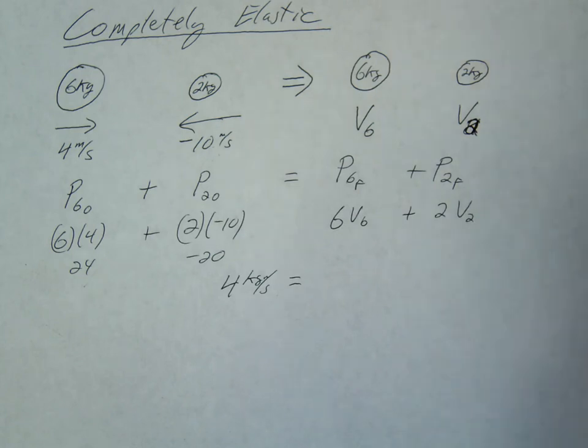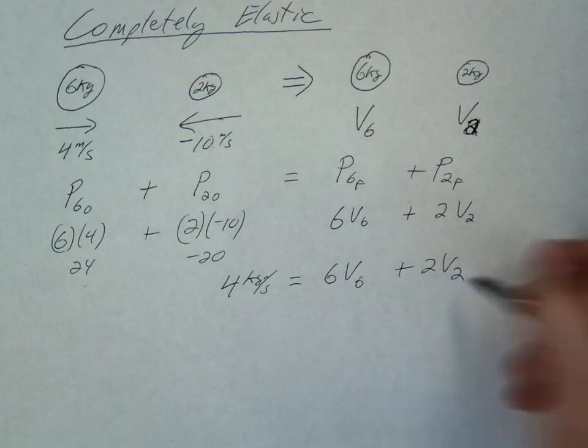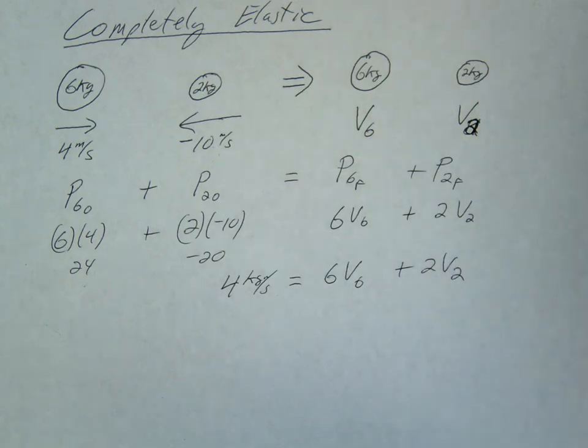Alright, so we do have an issue here. What's our issue? Yeah, we have two unknowns, right? We have two unknown values in one equation. So what do we do when we encounter that situation? We need to find a second equation, right? If we can get two equations, two unknowns, then we can solve it. So that's what we're going to go ahead and do.